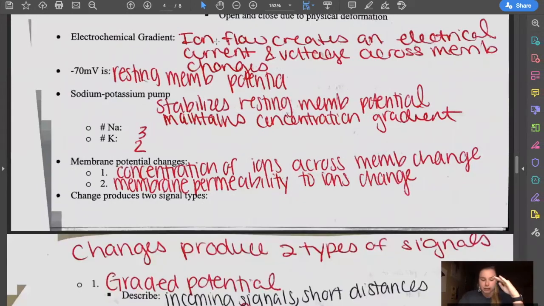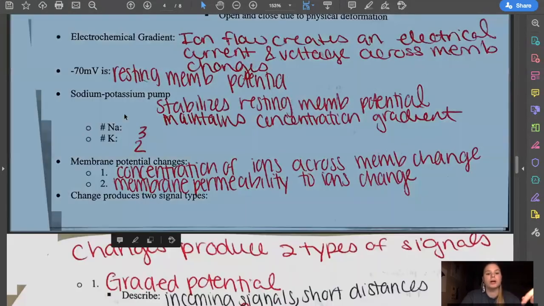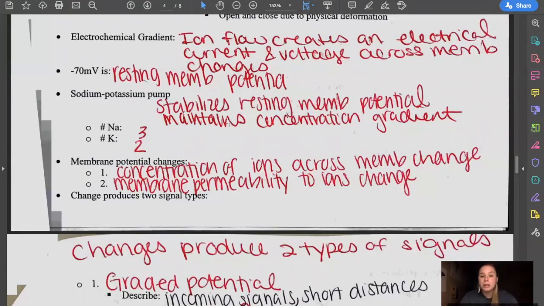Electrochemical gradient is that we're talking about the difference between both sides of the axolemma. Okay, so our resting membrane potential is negative 70 millivolts, okay? Right, our sodium potassium pump stabilizes our resting membrane potential and maintains the concentration gradient. So it's literally this little pump and it has spots for both on there.